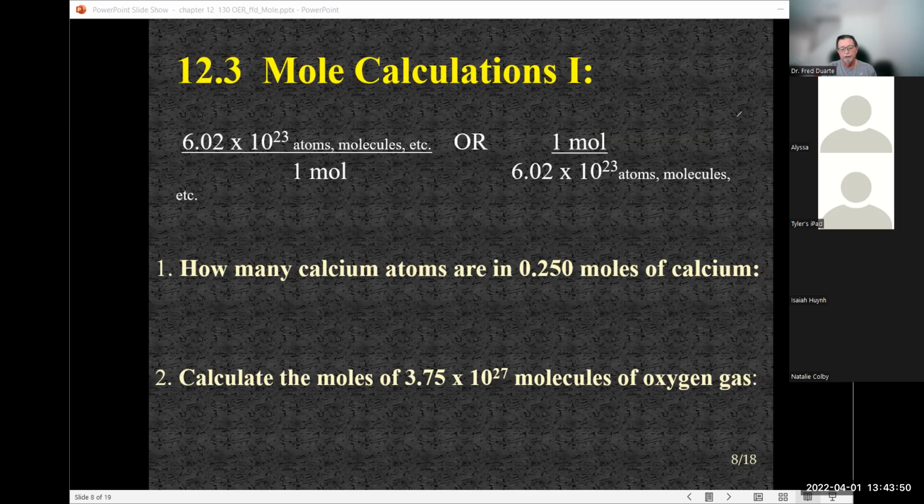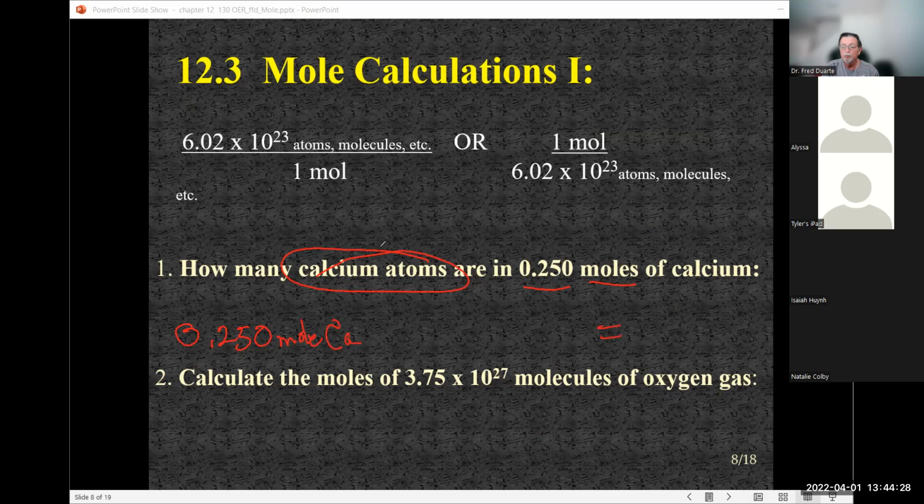All right, so here the question is, how many calcium atoms are in 0.25 moles of calcium? It looks very confusing here, but it's no different than when we were calculating how many inches are in 2.52 centimeters. What do we do? We write down what we're given. We're given 0.250 moles of calcium.